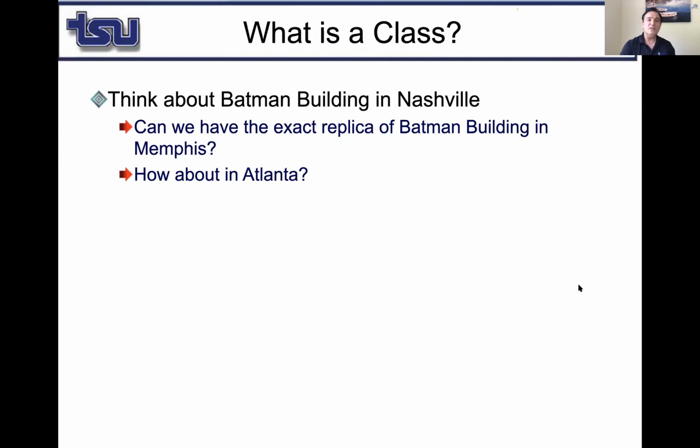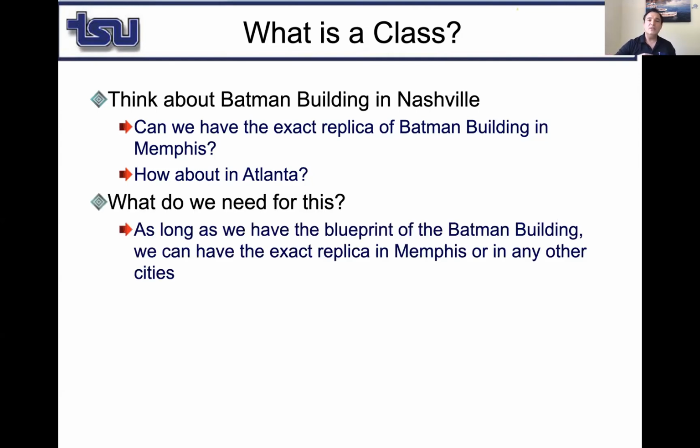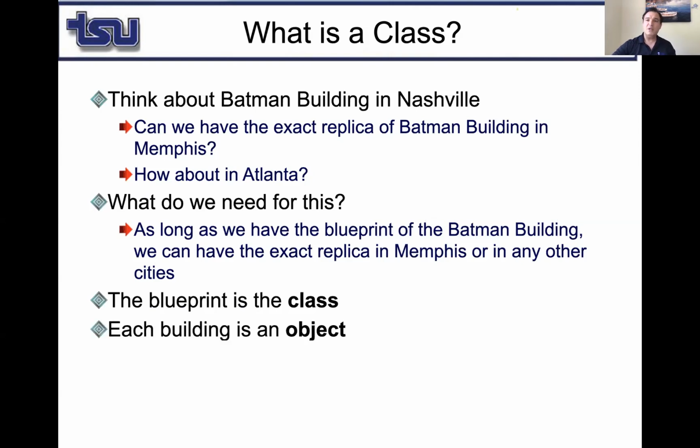But what do I need to do in order to do that? All I need to do is have the blueprint of the Batman building. As long as I have that blueprint, I can use the same blueprint to build different buildings in different cities. The blueprint that I refer to is a class, and each Batman building is an object. So using the same blueprint, you can create as many objects as you want.